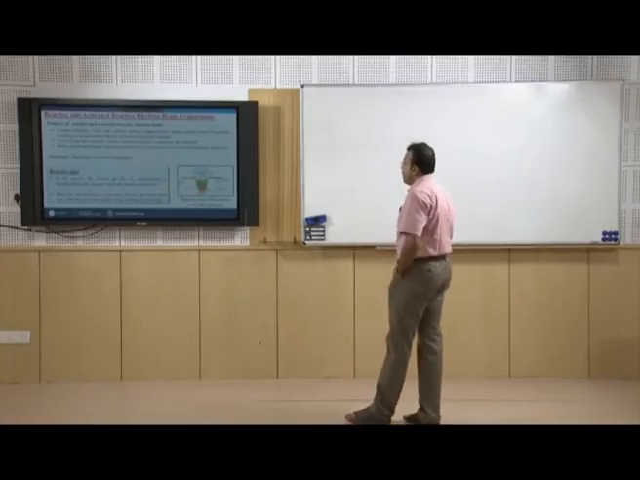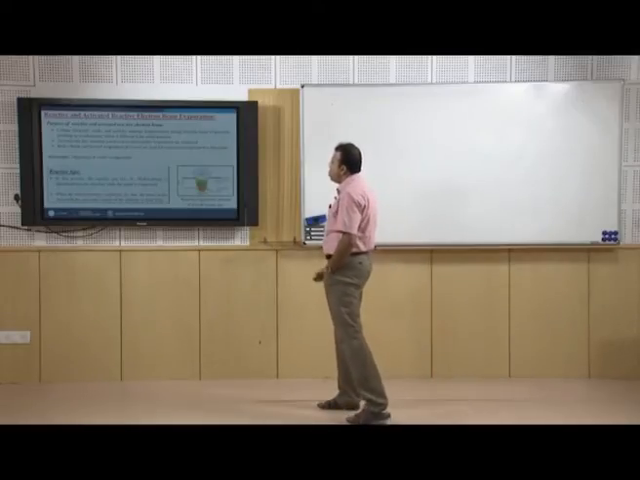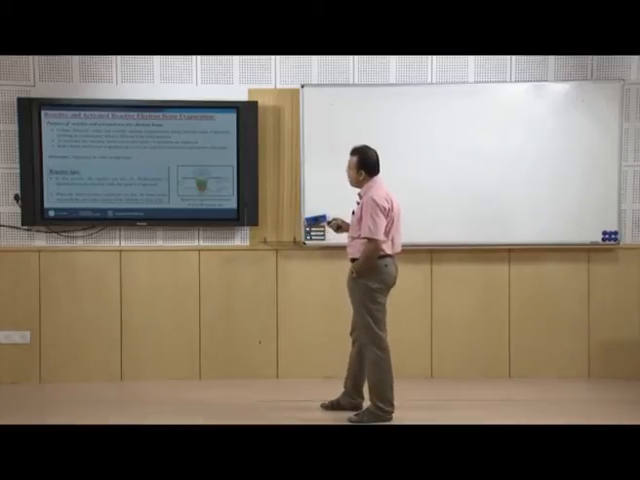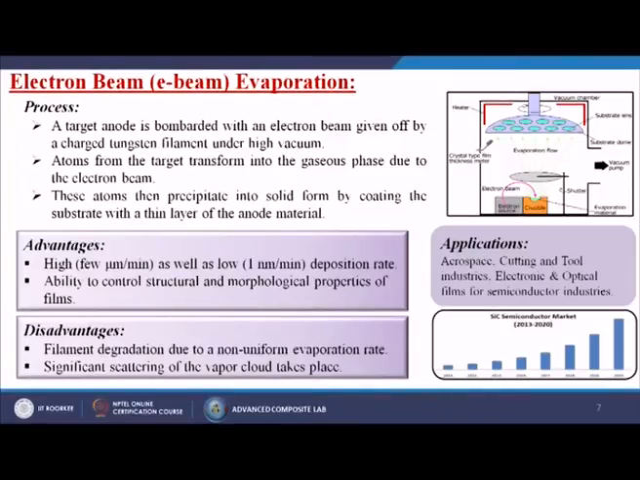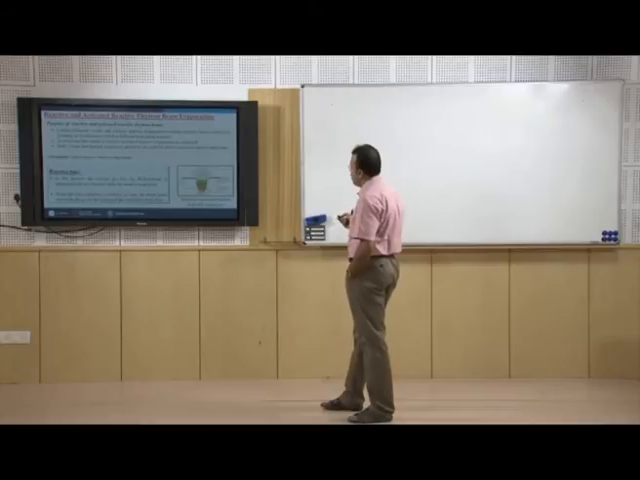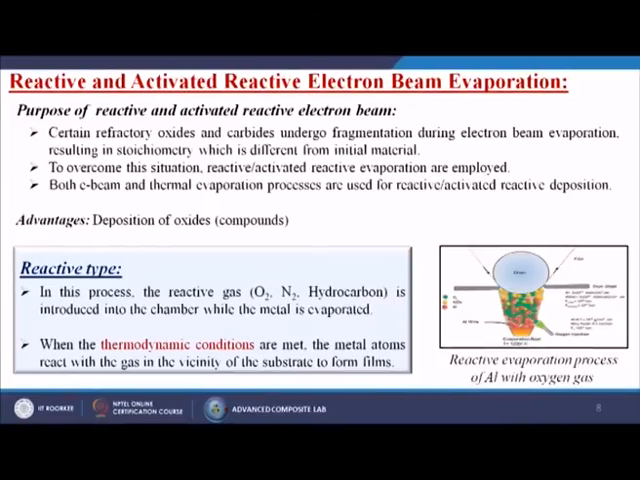Then the next one is called reactive and activated reactive electron beam evaporation. What is the purpose of reactive and activated reactive electron beam evaporation? Certain refractory oxides and carbides undergo fragmentation during electron beam evaporation, resulting in a stoichiometry which is different from the initial material.